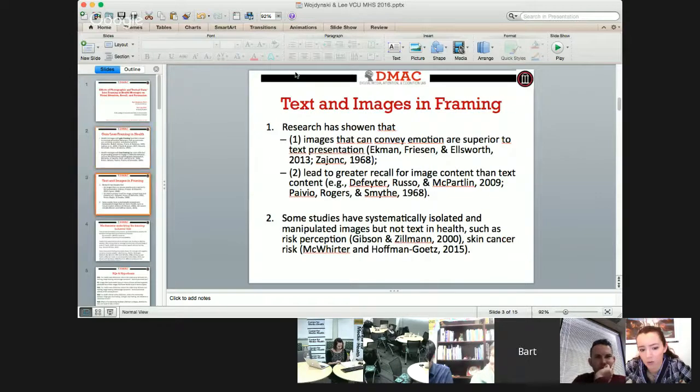And also when we look at text and image framing, we found some studies have shown that the image has more significant effects on conveying emotion, and also has greater impacts on people's recall of the image contents. But most of these studies systematically isolated or manipulated the image only, but not the context. When we look at a health image, we can't just separate either image or content. So this makes us wonder, for the whole picture of the health message, including the text and image content, which one can have more significant effects on people's health behavior.